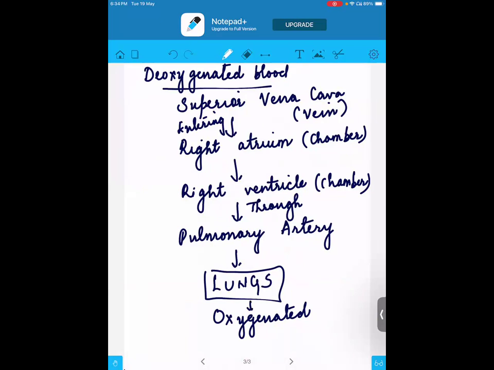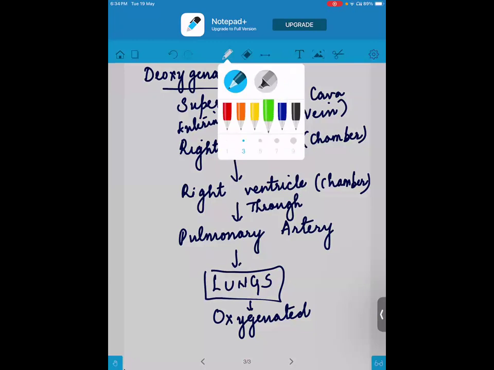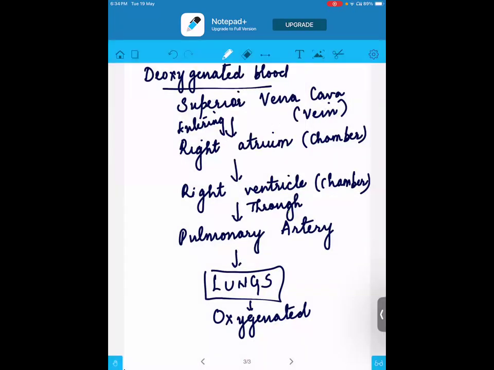But here, in between these two, right atrium and right ventricle, there is a valve which is called as tricuspid valve. So through this tricuspid valve only, the valve will get open and the blood from the right atrium can go into the right ventricle. So that is how the movement will be happening for them.